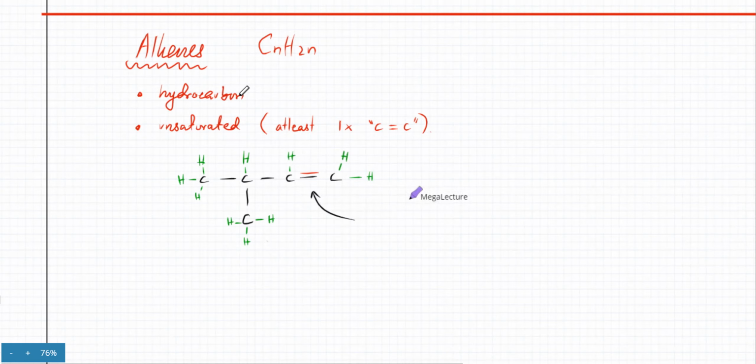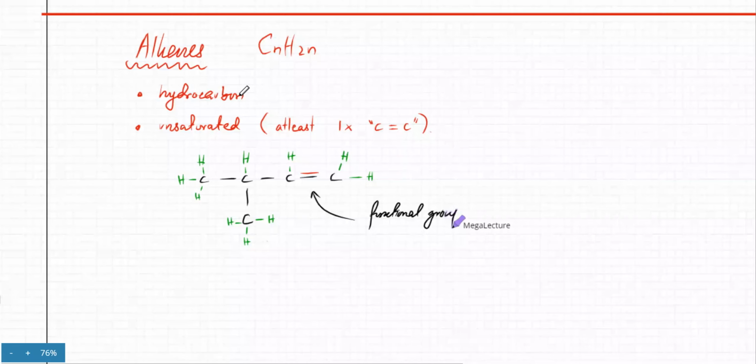This is the functional group of any alkene. So this is going to be our functional group, and this is going to be called an alkene if it has it. And the minimum is one. You could have more than one as well.